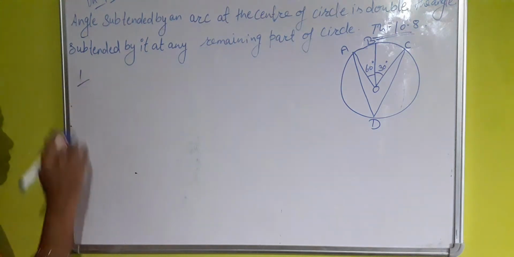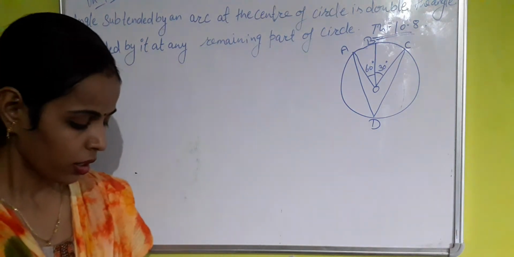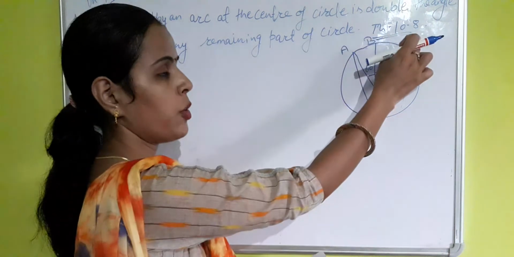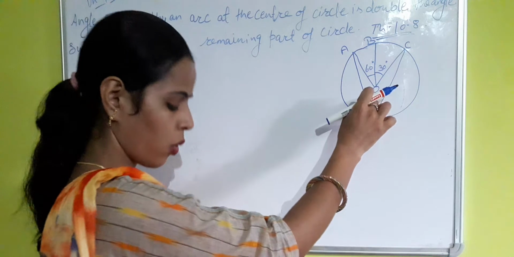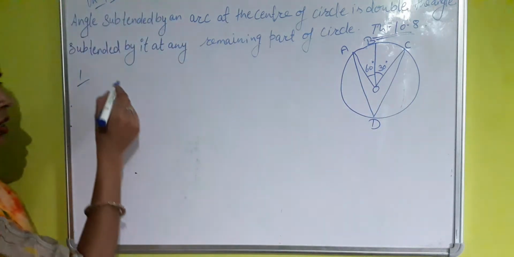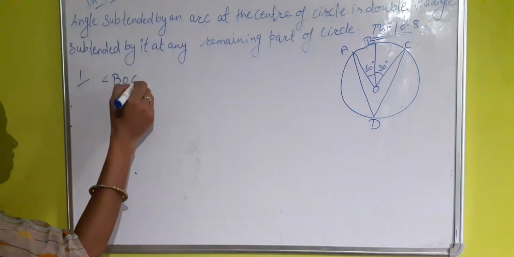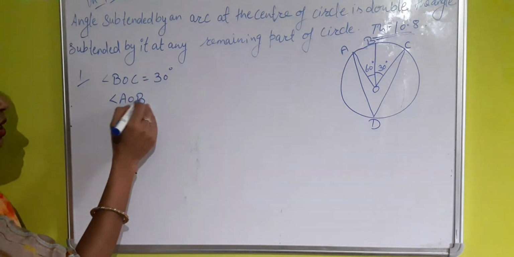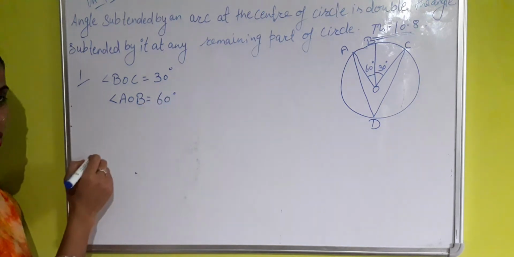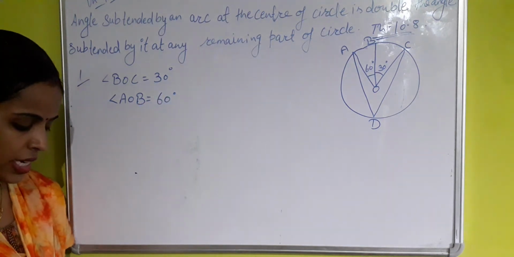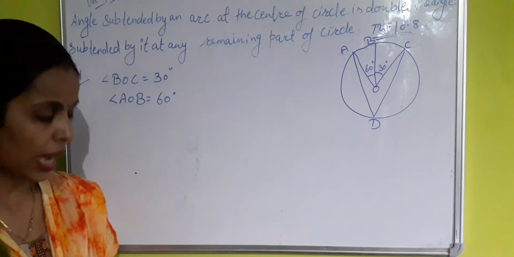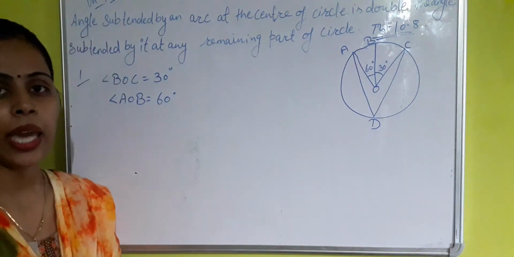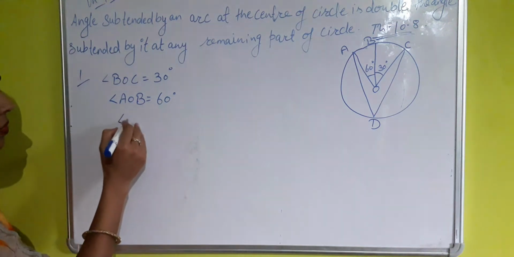Question number 1. A, B, C are three points on a circle with center O. Angle BOC is equal to 30 degrees. Angle AOB equals 60 degrees. If D is a point on the circle other than this arc ABC, then find the angle ADC.